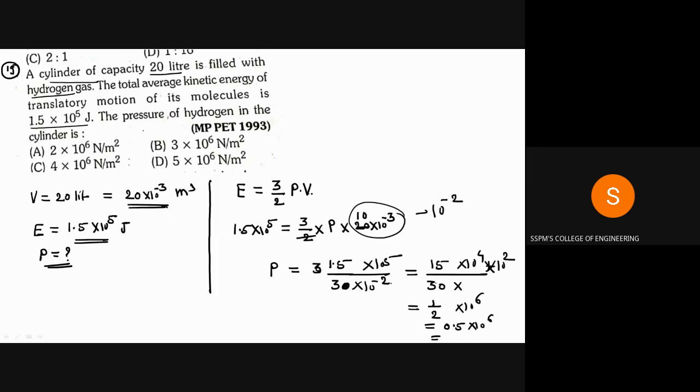This is 3. So this will be 1.5 by 3. So this is 2. This will remain 5. So this is 7. So 0.57, or this is 5 into 10 to the power 6. Okay, so correct option is option D, 5 into 10 to the power 6. Okay, refer the next problem.